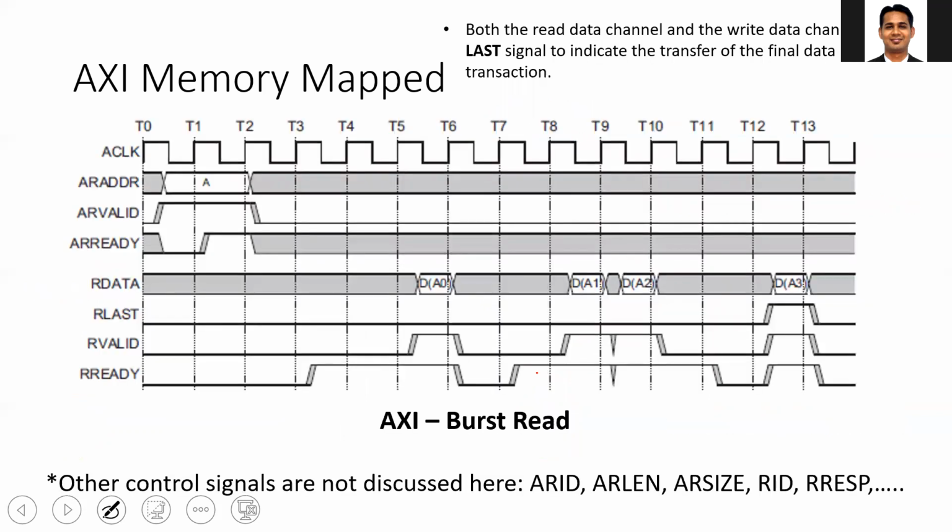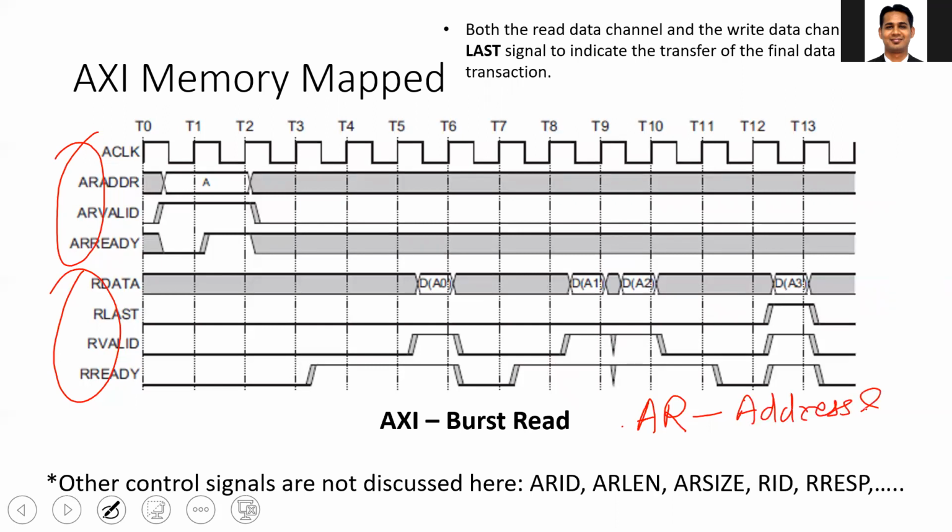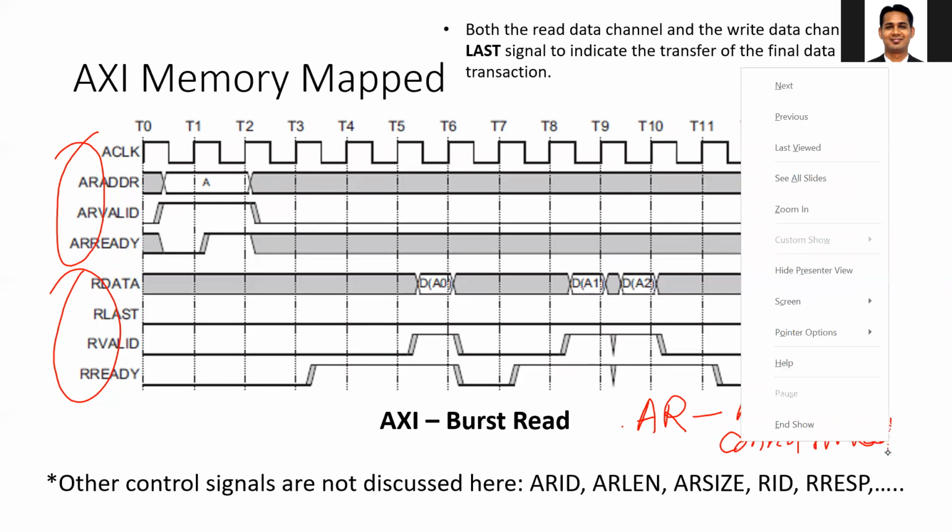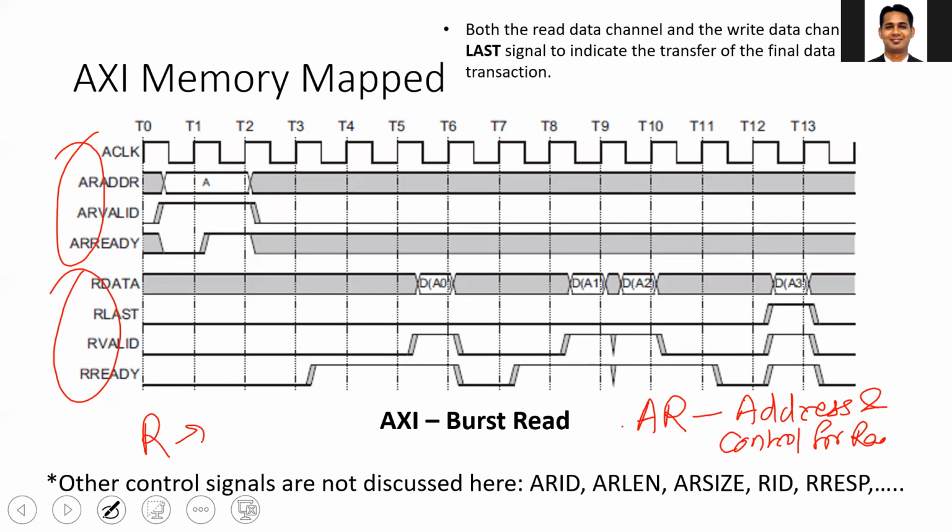Now let's look at the timing diagram. The first thing we need to do is identify whether it's a read transaction or a write transaction. By looking at the signal names, you can see that this is the read transaction. When the signal name starts with AR, it corresponds to the address and control information for the read transaction. When it is R, it is the data channel for the read transaction.